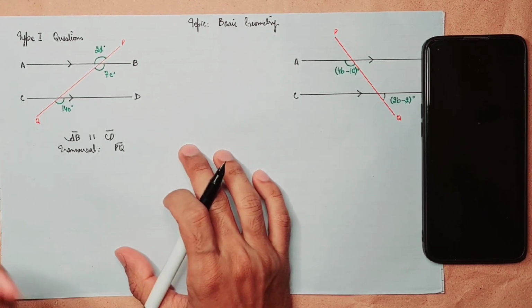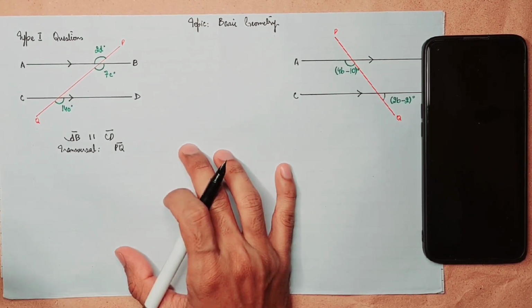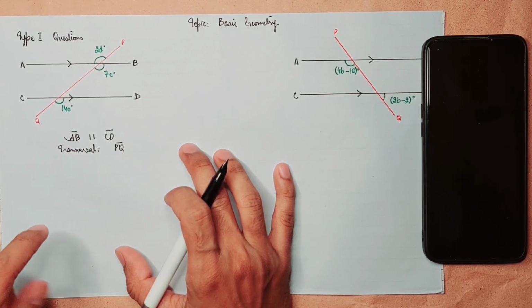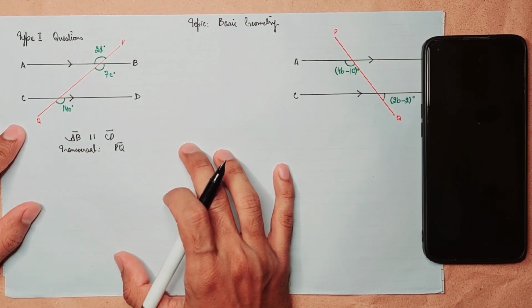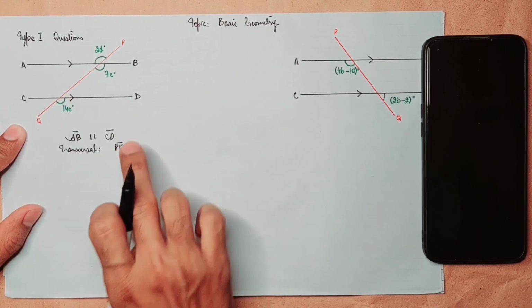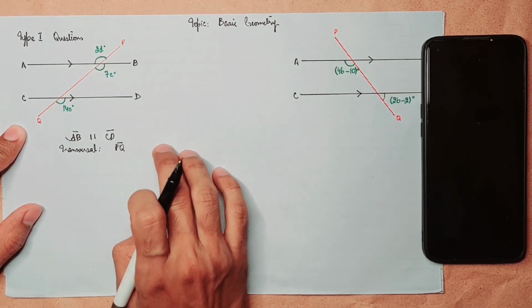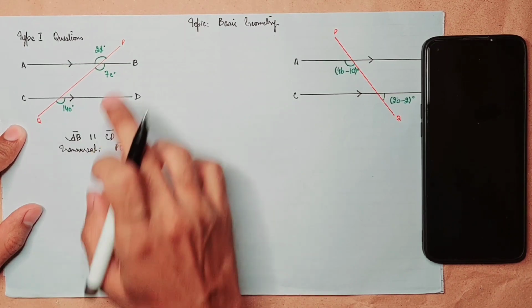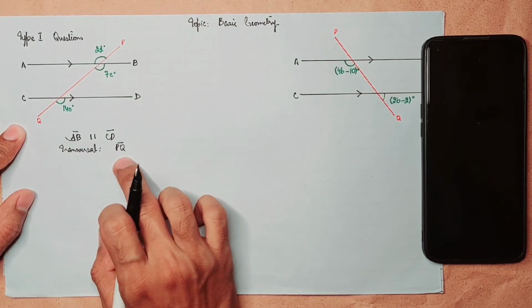In the upcoming lessons there will be more than two pairs of parallel lines and two to three transversals. In that case it would become very complicated for the student and the teacher to solve these questions in abstract form. So it is strongly recommended that you first identify the pair of parallel lines, and secondly identify the transversal. Here the transversal is PQ.